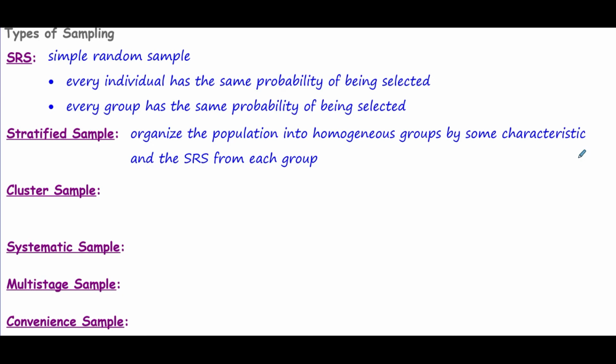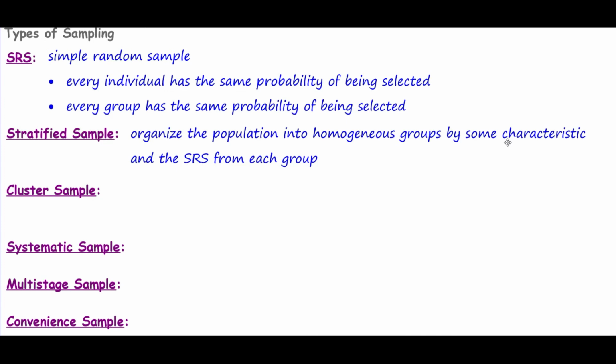A second sampling technique is called stratified sampling, and this is where we organize the population into homogeneous groups by some characteristic, and then we take a simple random sample from each group. So again, if we go back to choosing a sample from the student body, if we take the list of all of the freshmen and a list of all the sophomores and a list of all the juniors and a list of all the seniors, and we take a simple random sample from each of those lists, then that would be stratified sampling. So we've divided the population into homogeneous groups that we have characterized by grade level. And then from each of those groups, we're going to choose a simple random sample.